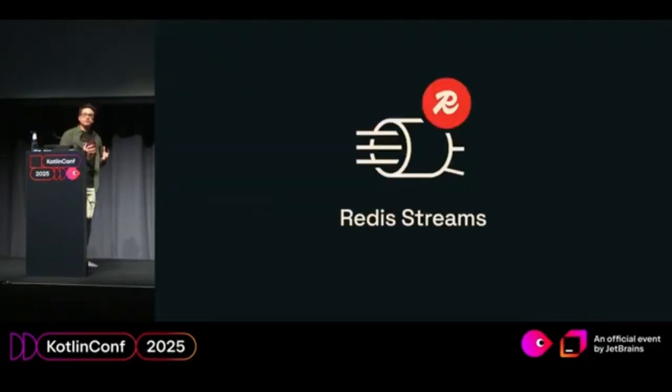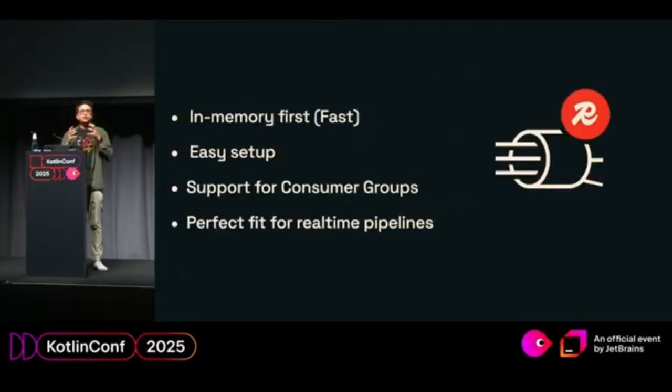By using Redis streams. So Redis streams is actually a data structure that was added to Redis back in 2017. Did you know that Redis had streams? Nobody knew. Oh, one hand there. Yeah. Do you know Redis? Everybody. Yeah, it's quite popular, right? Did you know Redis is more than a cache?